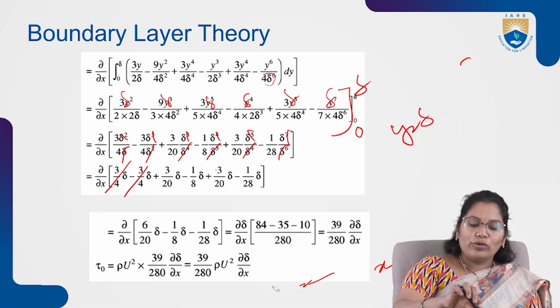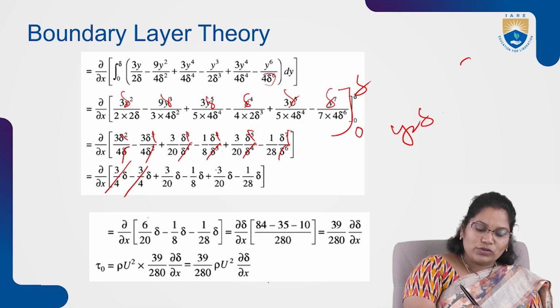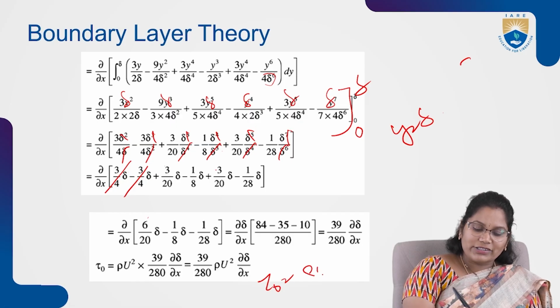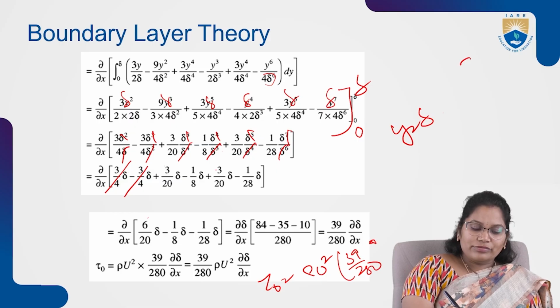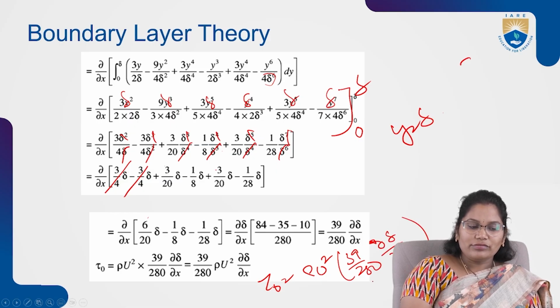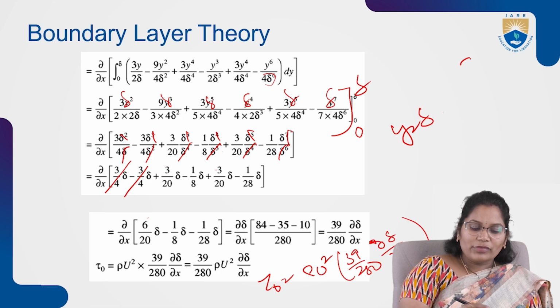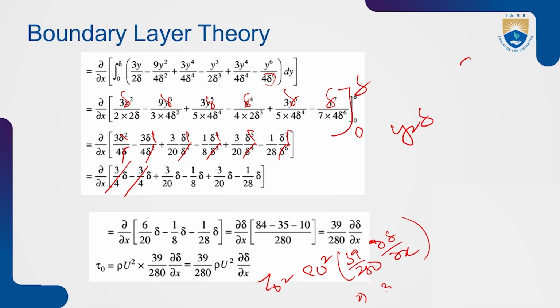Yes, I need only tau naught. So I am shifting all these terms to the right hand side, rho u square, 39 by 280, dou delta by dou x. So that my equation has become tau naught equals 39 by 280 rho u square dou delta by dou x. Right, this is what you got.